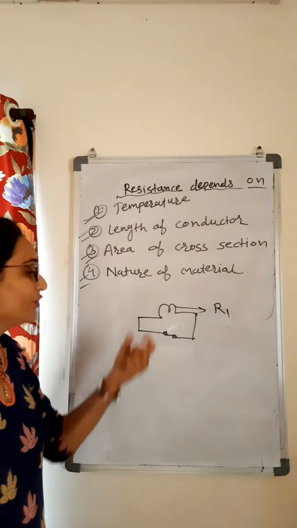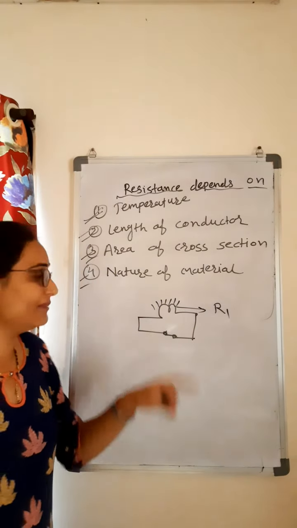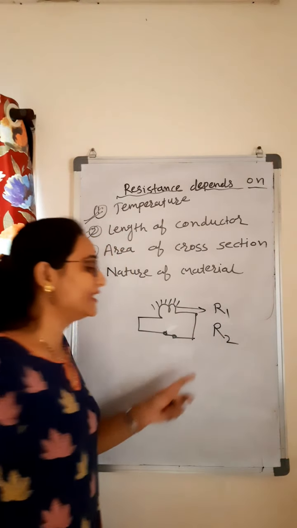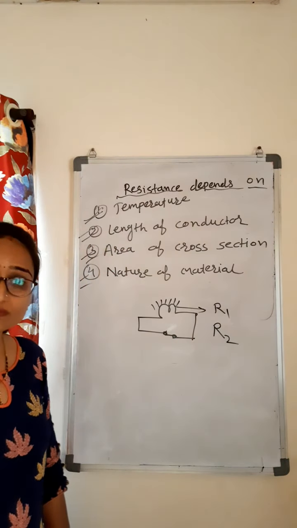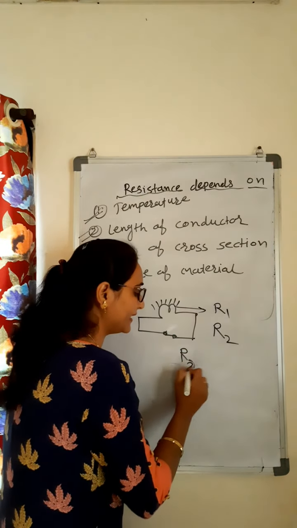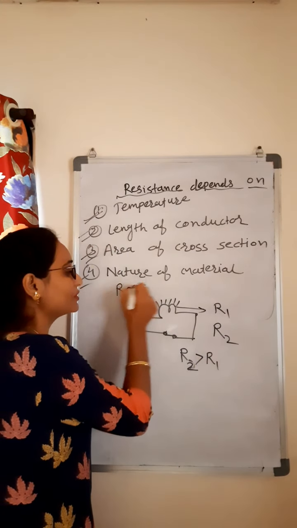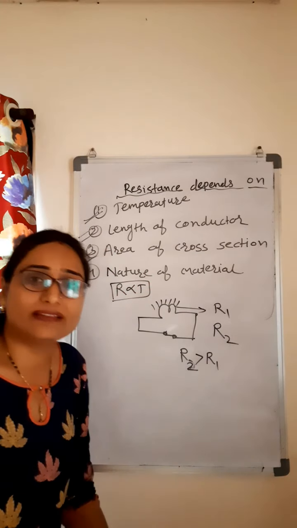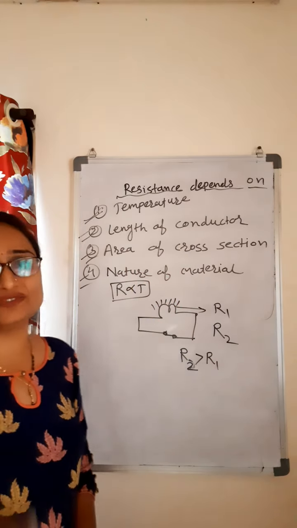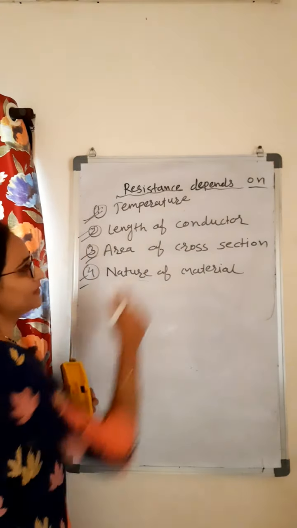Now you switch on the bulb. After a few minutes, if you see, the bulb will get heated. At this time, you again measure the value of resistance. Suppose it is R2. Now you will see that R2 is greater than R1. From this you can understand R is directly proportional to the temperature, because when the temperature increases, resistance also increases. When temperature decreases, resistance also decreases.